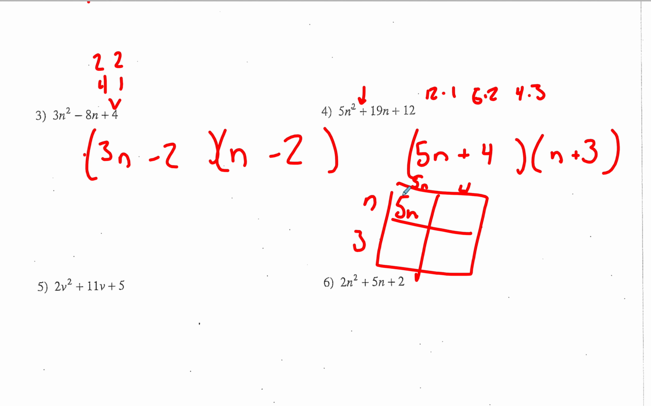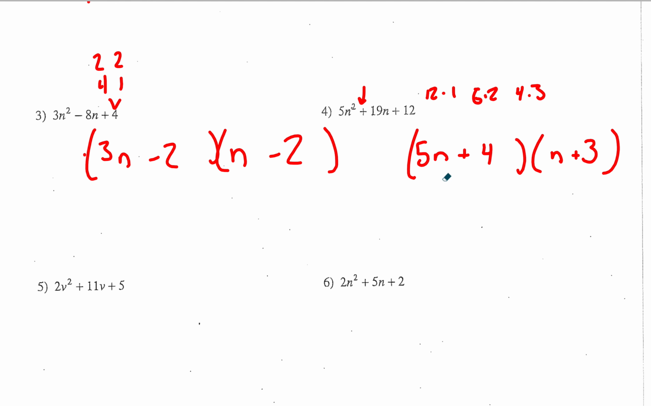Okay, and I know this is what's going to get me my 5n squared. This will always get me my number, 12. And then this, 4n, and this will be my 15n, right? So thinking about how distribution works, the box is just essentially a picture of what the distribution looks like.